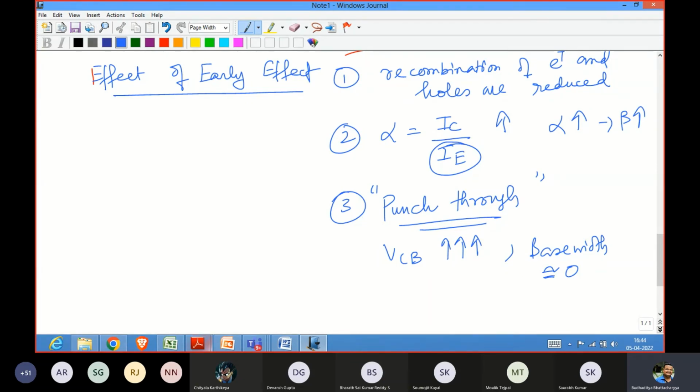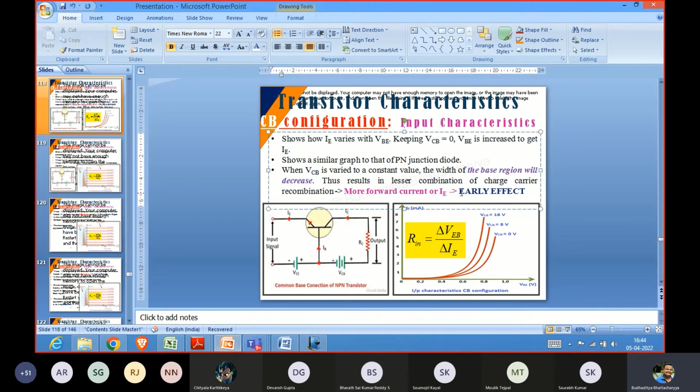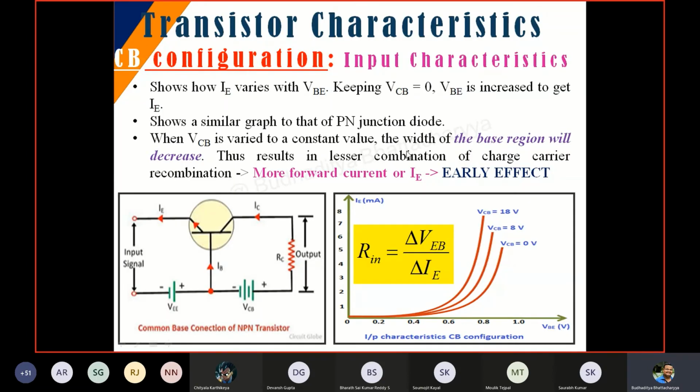All this is due to the early effect. So now if you observe, when VCB is varied to a constant value, the base region will decrease. Now I hope all of you understand why the base region is decreasing. Thus, the result is lesser recombination of charge carriers, and hence more current of IC as well as IE, or more forward current, and the early effect is what makes this happen.